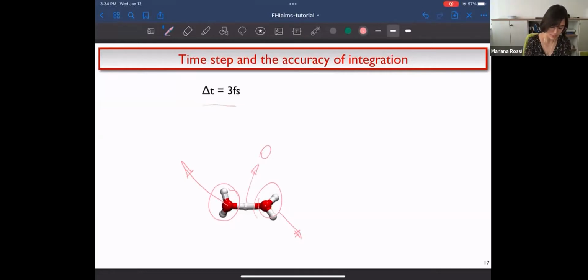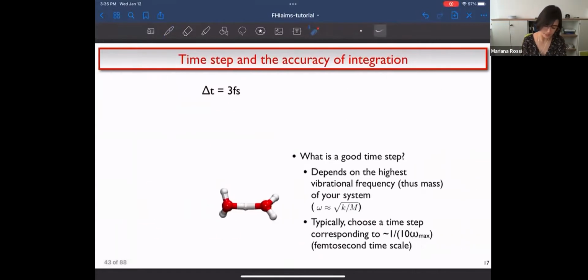So this time step that I used for the integration of my equations of motion, 3 femtoseconds, which is quite, you can say small, is not enough to make my dynamics stable. So you need to choose a time step that is small enough to make your dynamics stable, right? And how to choose that really depends on the system that you have. So it depends on the highest vibrational frequency of the system. You want to integrate accurately the fastest motions that you have in your system, and that corresponds to the highest frequency of vibrations.